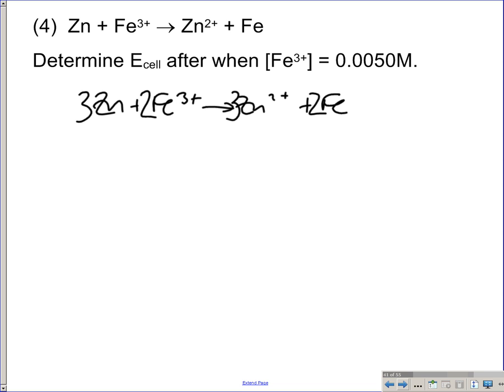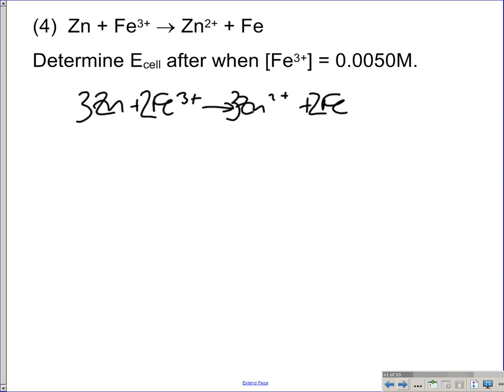Okay, so zinc goes from zinc to zinc 2 plus, lost 2 electrons. Iron went from 3 plus to 0, a change of 3 electrons. Electrons need to be equal, so you need to make an overall 6 moles of electrons exchanged. So zinc has to be multiplied by 3 to make it 6. Iron has to be multiplied by 2 to make it 6. Yeah? You did that in your head.